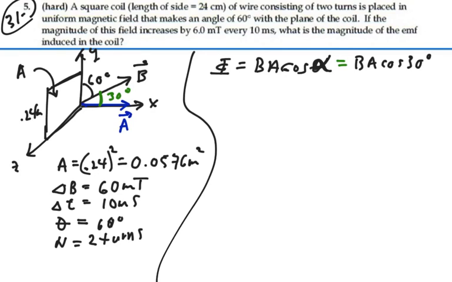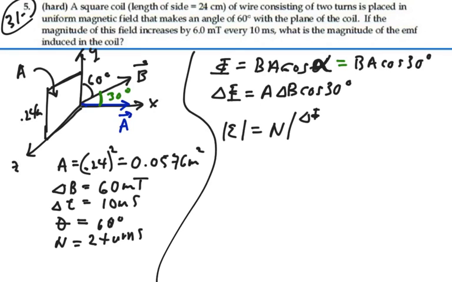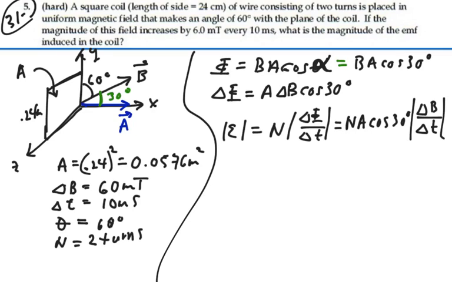not 60 degrees. Okay, our change in flux will be, since only the field is changing, the area times the change in field times the cosine of 30 degrees. So our EMF induced, at least the magnitude of it, will be the number of turns times the magnitude of the change in flux over the change in time, and that's going to be the number of turns times the area times the cosine of 30 degrees times the change in magnetic field over the change in time, magnitude.